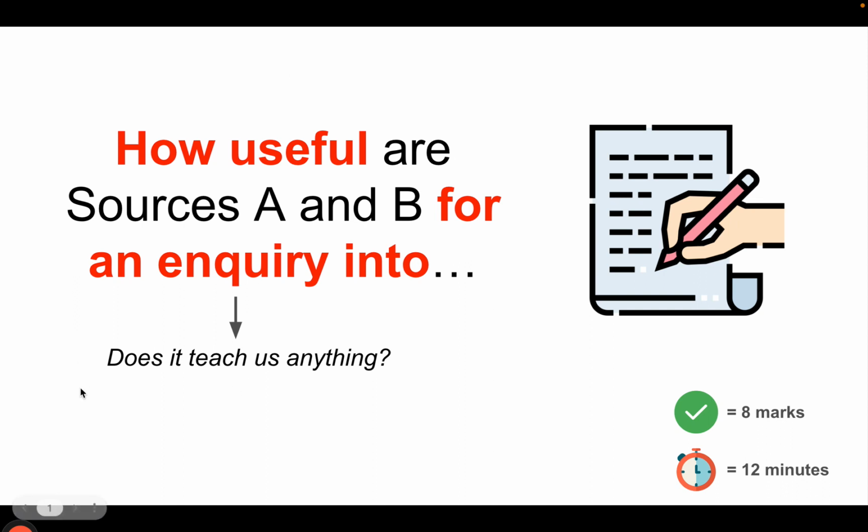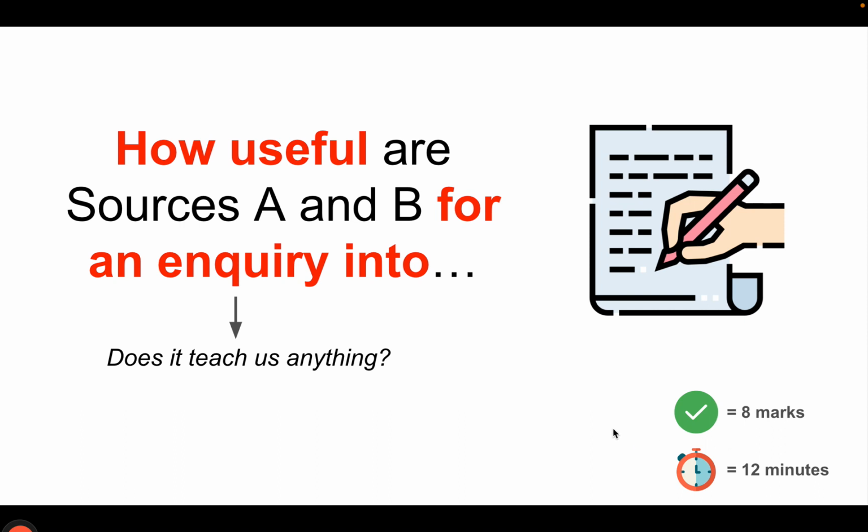Today we are going to be looking at the second question in the Medicine Through Time paper, a question that you might have also seen if you study Weimar Germany, that being how useful are sources A and B for an inquiry into, and then obviously it will give us the inquiry focus. And with this, what we are asking ourselves is, does it teach us anything? Do these two sources tell us anything about the inquiry focus, and can we trust the information that it is giving us?